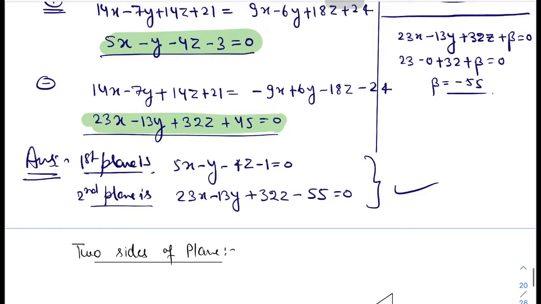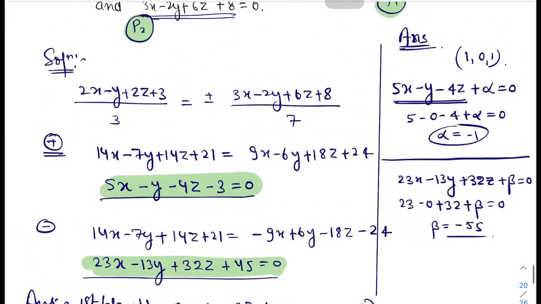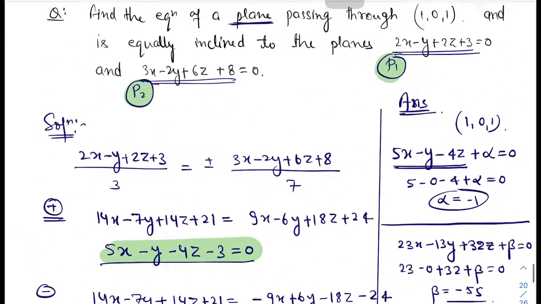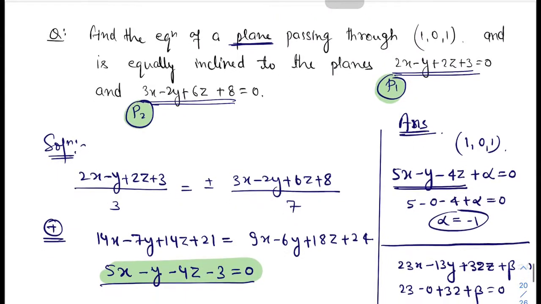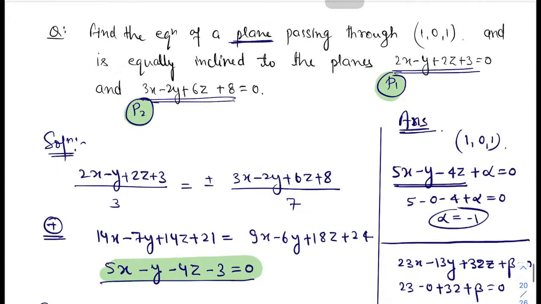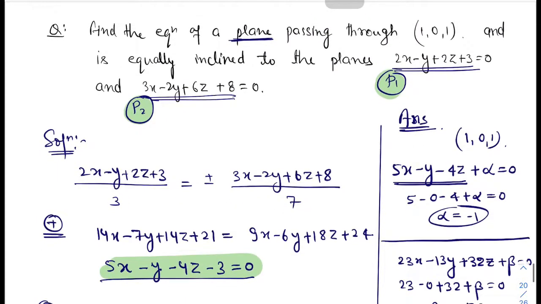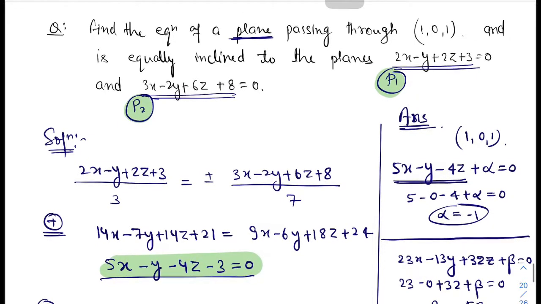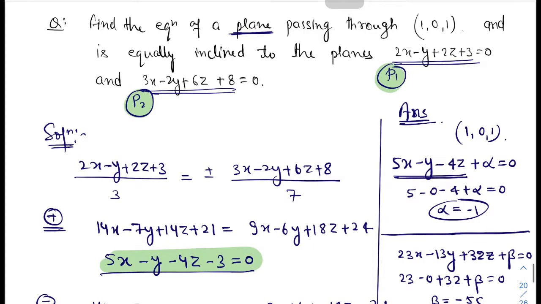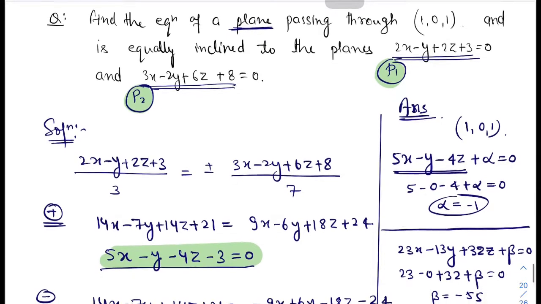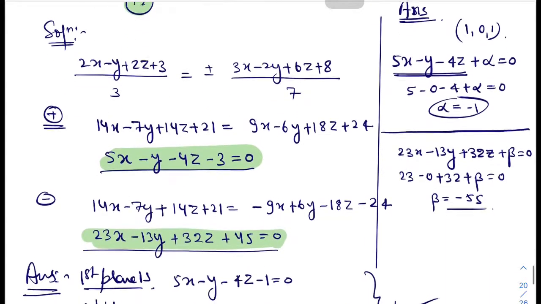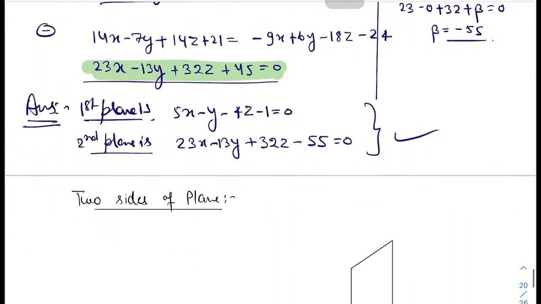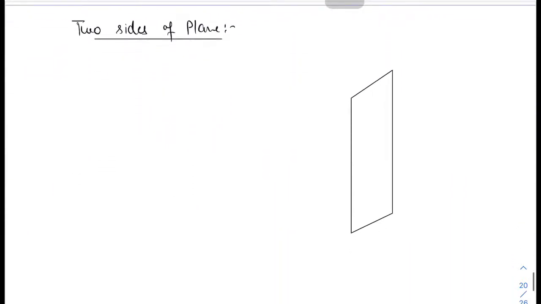I hope you are following what I'm trying to say, okay. You will have to remember this only thing, that any plane which is equally inclined to two given planes P1 and P2, that plane must be parallel to the planes which are bisecting the two given planes P1 and P2, okay. Fine. So let us move on to another topic, and that is two sides of a plane.